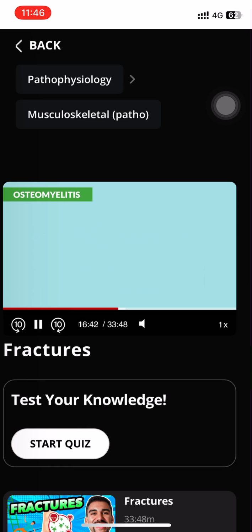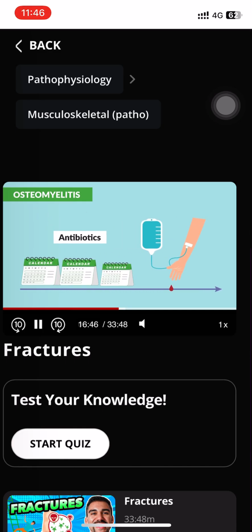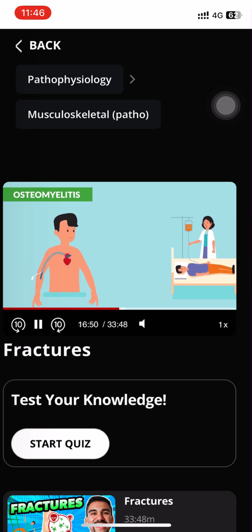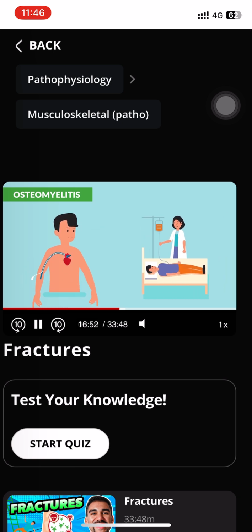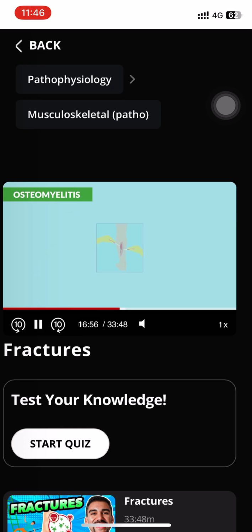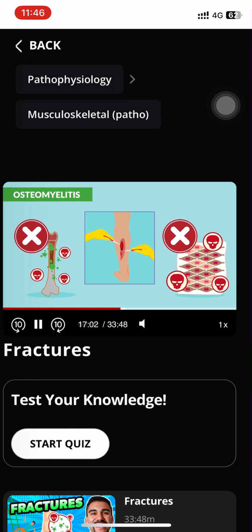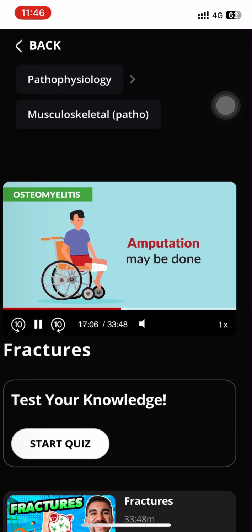Now, treatment for osteomyelitis includes long-term IV antibiotics for weeks or months. Clients will go home on a PICC line, and a nurse will visit and give these IV antibiotics in their home. Now, if the infection is really bad, then surgical debridement can be used to drain any abscesses or to remove necrotic dead bone tissue. And lastly, amputation may be done if not responsive to therapy.